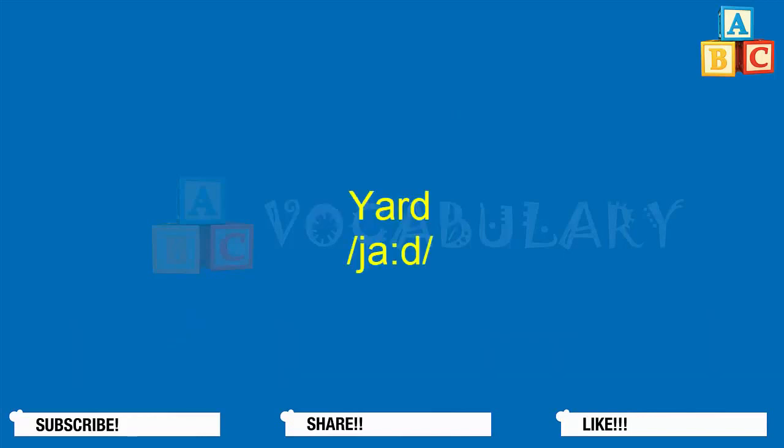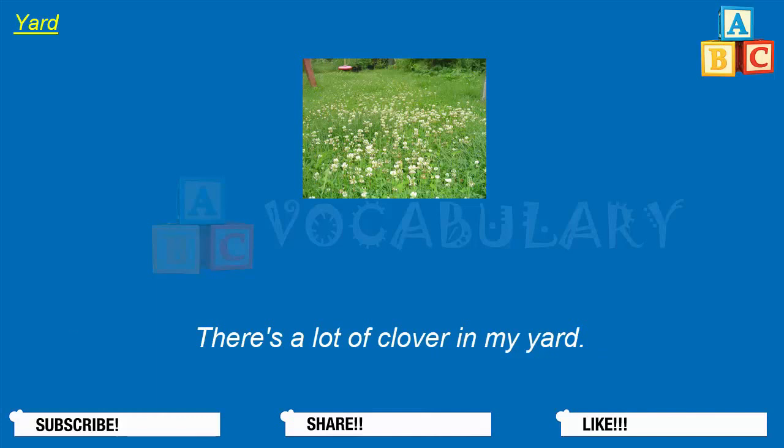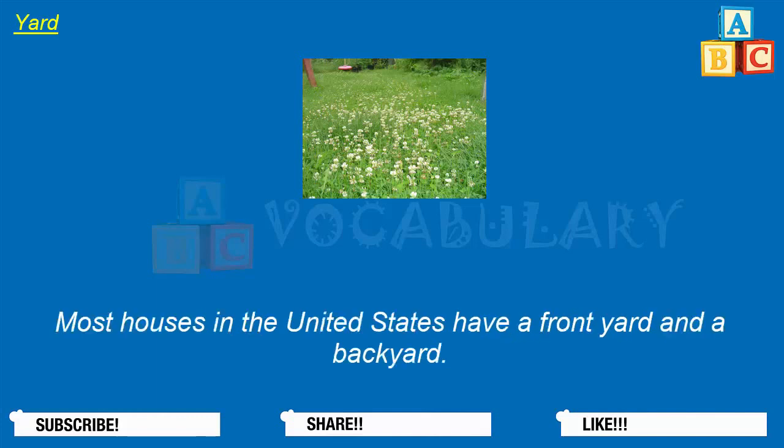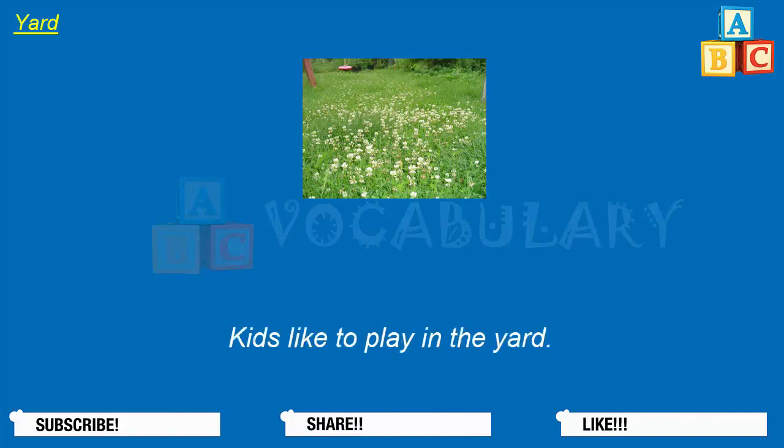Yard. A yard is a grassy area just outside of a house or a building. There's a lot of clover in my yard. Most houses in the United States have a front yard and a backyard. The yard is a good place to grow vegetables. Kids like to play in the yard.